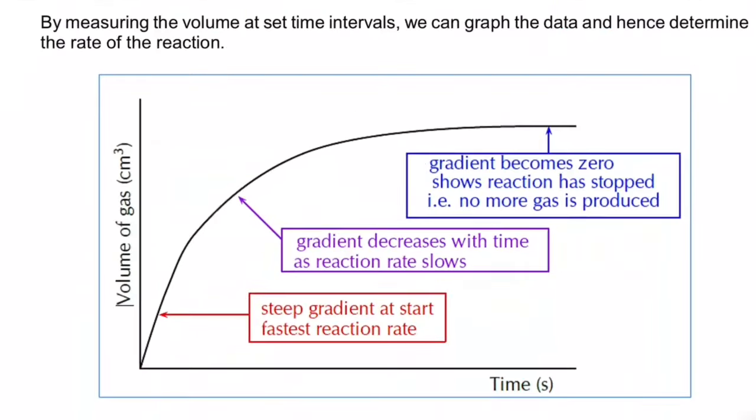This is the graph you would expect. Obviously at the start of the reaction, there is 0 centimeter cube of gas produced. But then as the reaction proceeds, gas is produced and it starts to fill the syringe. So at the very start of the reaction, we expect a steep gradient because that's where the reaction is at its fastest. And then as the reaction proceeds, the gradient decreases.